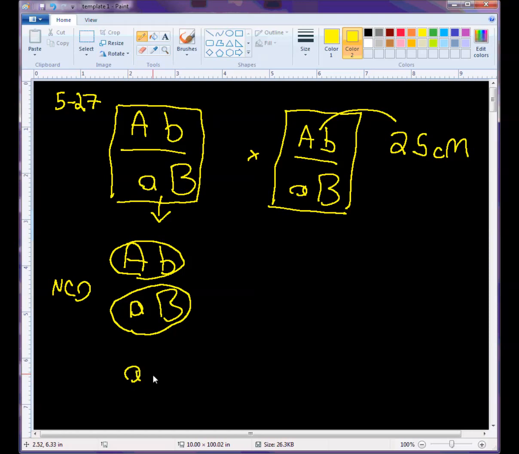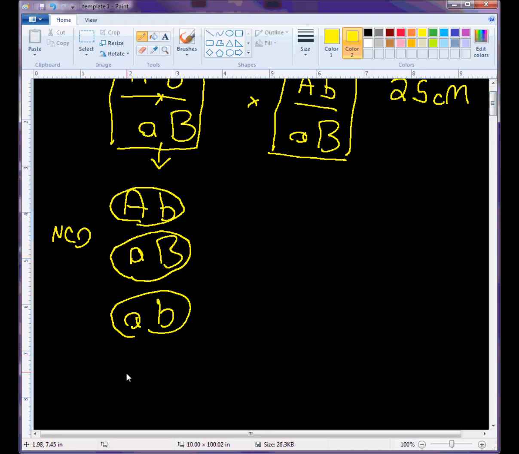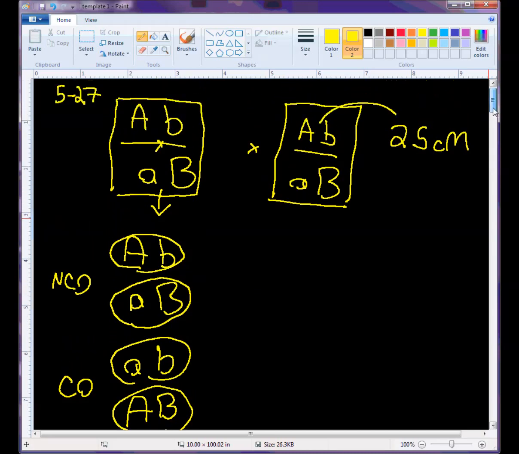And little a, little b, that's a crossover gamete, right? So crossover happens. Combine little a with big B, and big A with big B. Okay, and these are the crossover gametes. And we've already been told that these are 25 centimorgans apart.